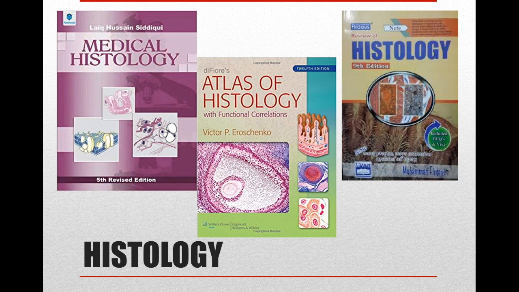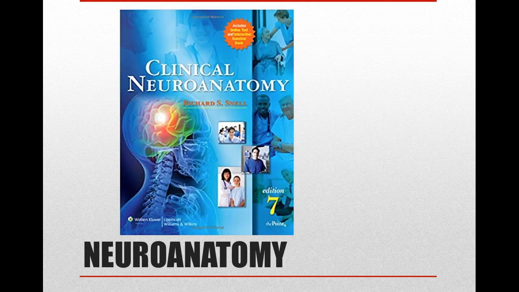Also keep Firdaus. You'll see that you have Firdaus for physiology as well, but you'd have to keep Firdaus with you. I'll repeat this again, but for Firdaus there are always mistakes in it. Even Laik Hussain is a very short book. So when you're reading the big book, you can cross check and correct whatever mistakes are there in Firdaus. For neuroanatomy, there is no other book than Snell's Clinical Neuroanatomy.